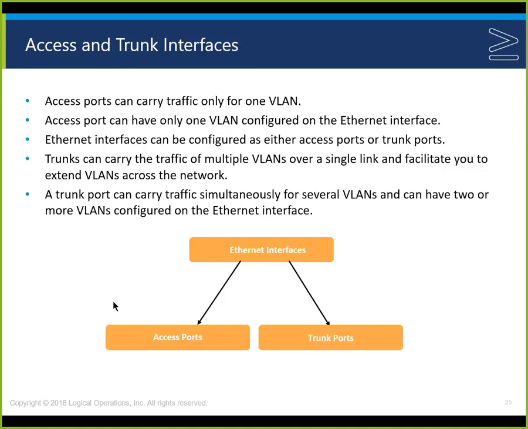Access ports, one VLAN. I think we probably beat that one into submission. One VLAN configured per interface unless we have a voice VLAN, in which case we can have the voice VLAN as well as the data VLAN attached to it. And then the trunk ports carry traffic for multiple VLANs over a single link. It allows us to communicate between multiple VLANs. What it really does is give us a whole lot of flexibility.